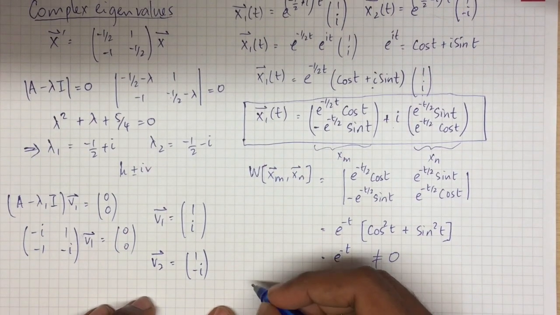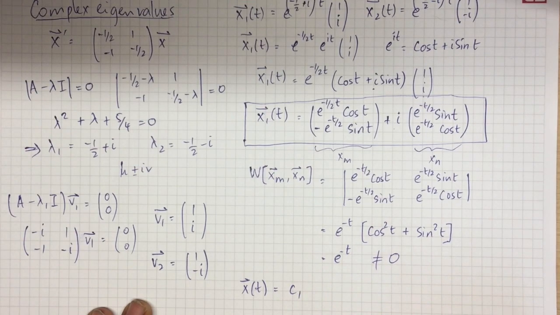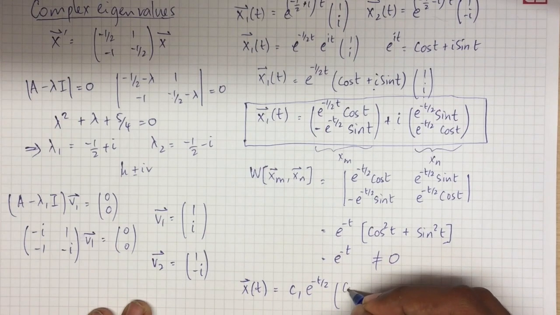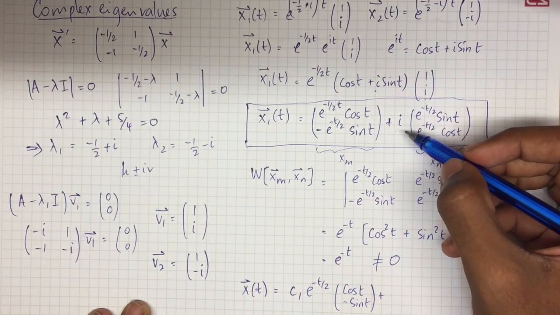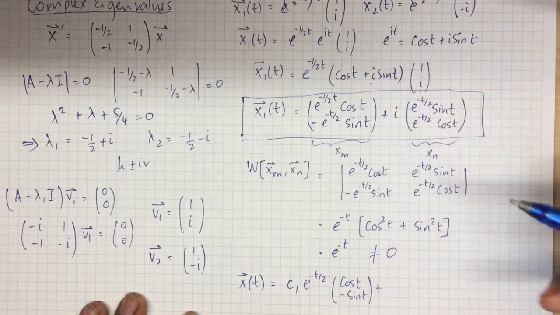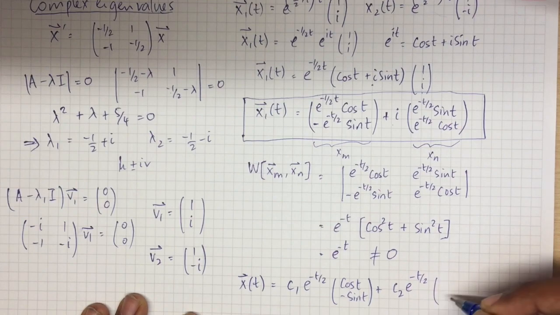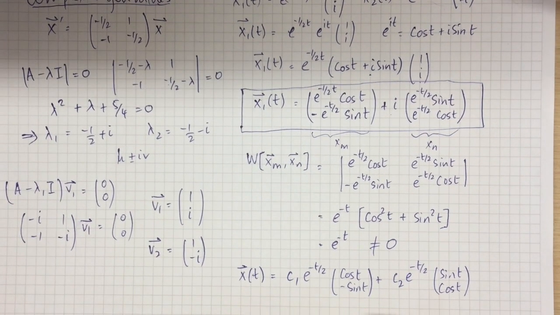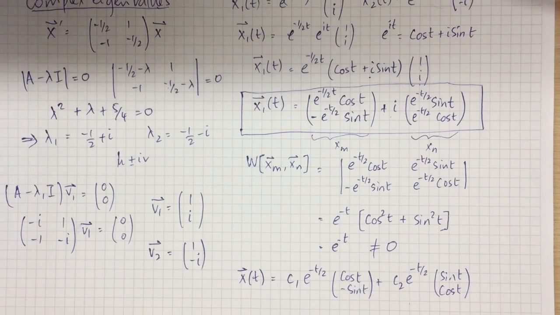And hence we can write our final solution to the differential equation using the constants now: C1 times e to the minus t over 2 times the vector cosine t, minus sine t, plus, since i is another constant, I'm absorbing the i into my new constant C2, times e to the minus t over 2 times the vector sine t, cosine t. So now I've again made it a linear combination of the two solutions. This is how we approach it.